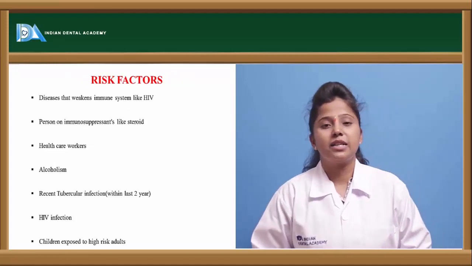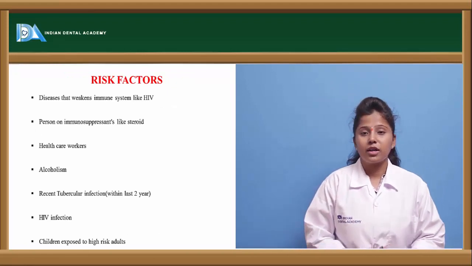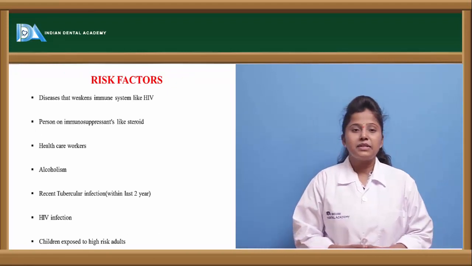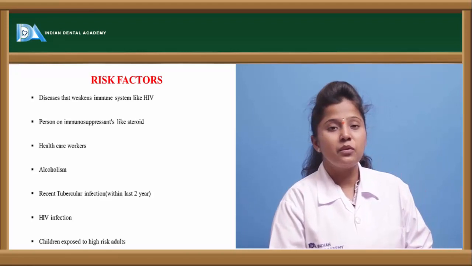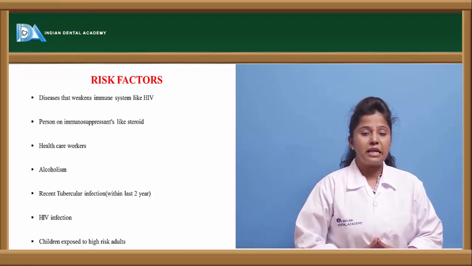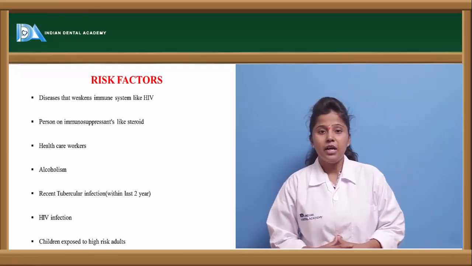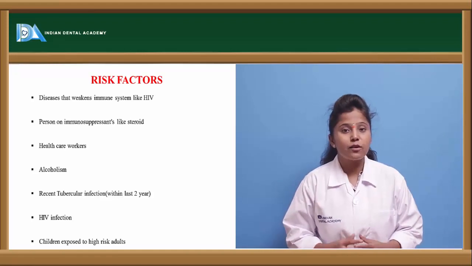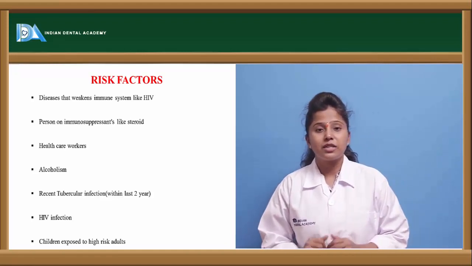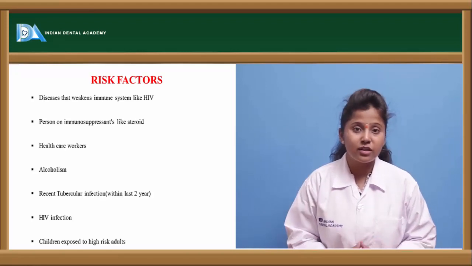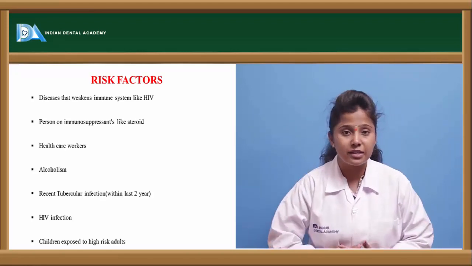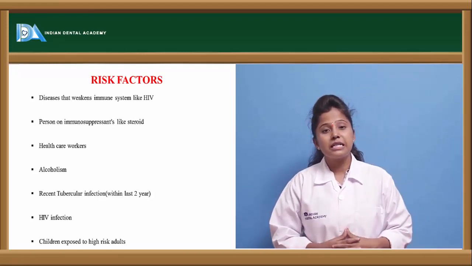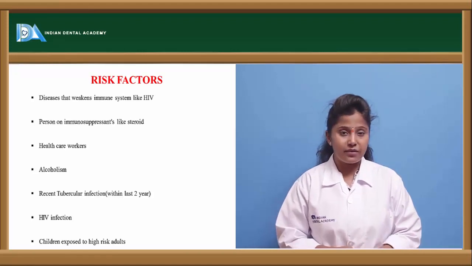What are the risk factors involved in tuberculosis? One is if a person is suffering from any immune system related disorder, for example HIV. If a person has HIV, then he is likely to have tuberculosis. HIV is a set of various disorders, and tuberculosis is one of the diseases involved in the HIV patient.